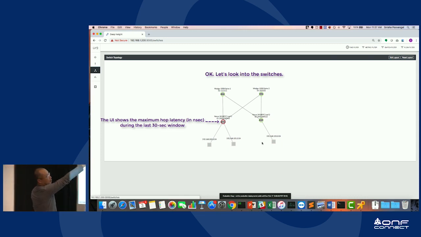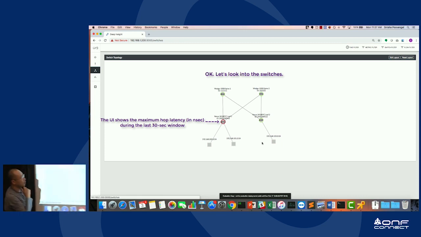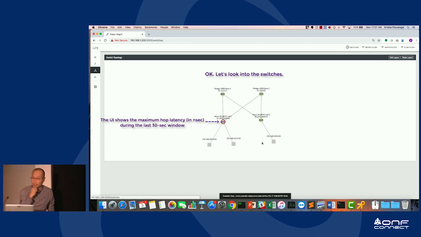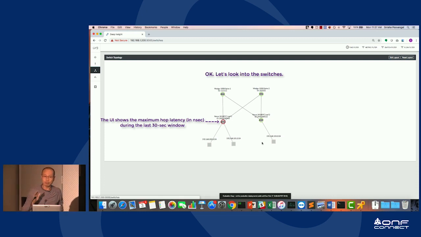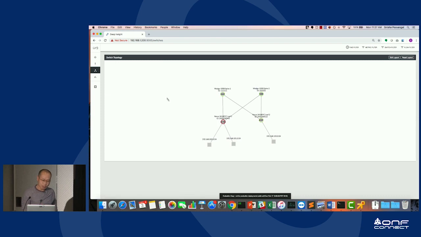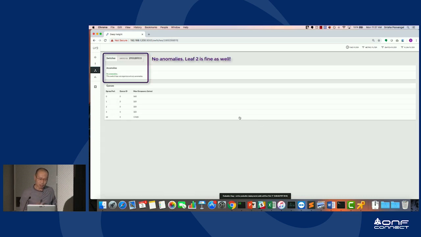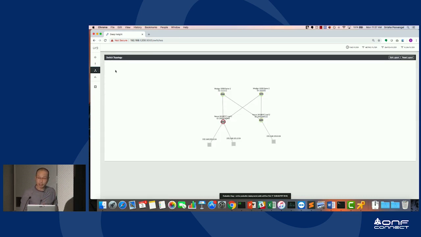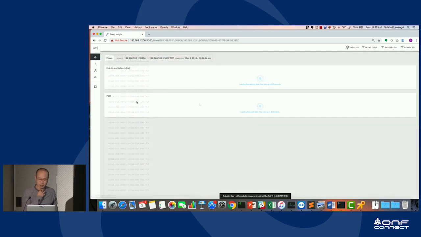Now you can see the latency is up to a few microseconds, but on this particular switch the maximum latency happened to be some tens of microseconds. That's not that terrible, but it's noticeable. So let's see what's going on. You can click this switch, and there is no anomaly, but the latency was a little high. The other switch also has no anomaly, no drops, but the latency is a little high. So the congestion is happening here, but not that significantly.